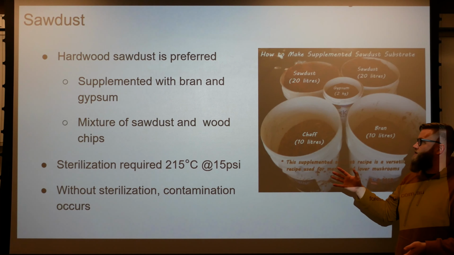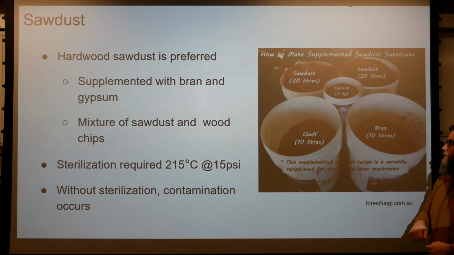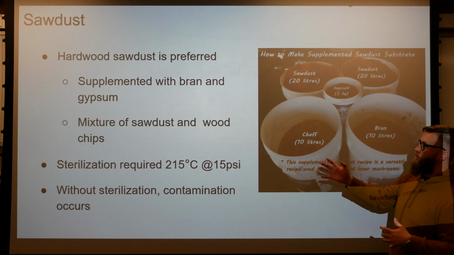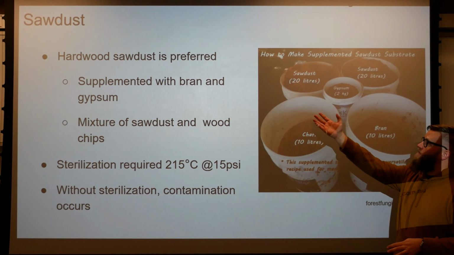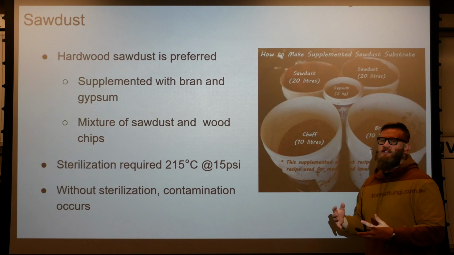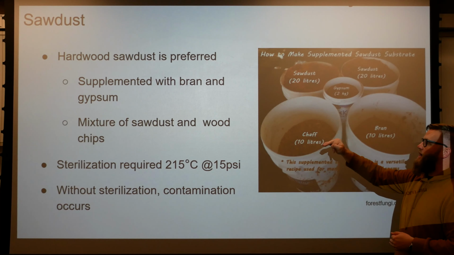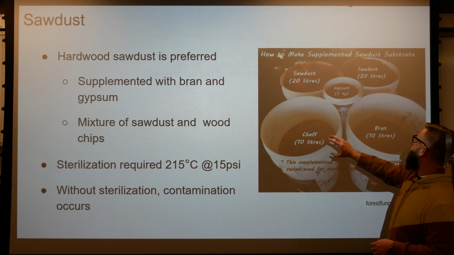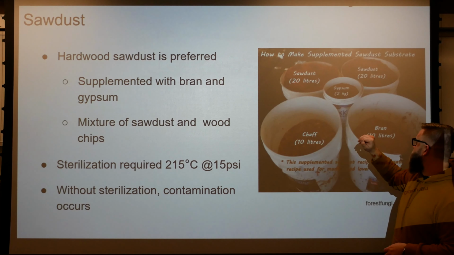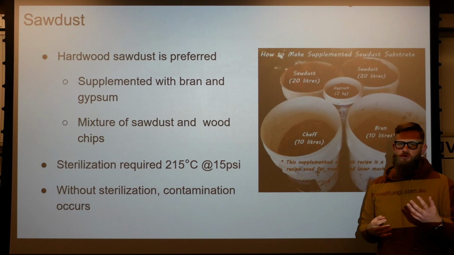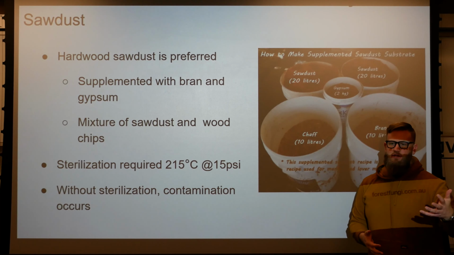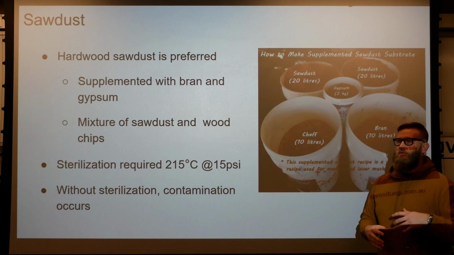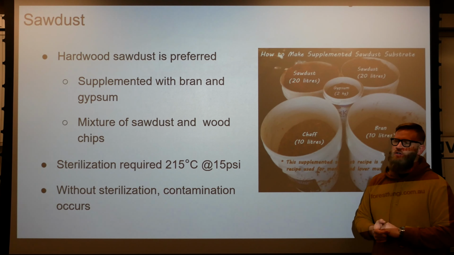Okay, so sawdust. When we're talking about sawdust, it's more than just sawdust, it's hardwood sawdust. I have it as preferred here, but it's pretty essential for successful yield. And it's supplemented with bran and gypsum, and it's also got some wood chips. So chaff, AKA wood chips, this sawdust here, some gypsum, and some bran. Again, this is to supplement the nutrients. This is primarily for some of our slow-growing guys like shiitake, king oyster, and even more valuable types of mushroom products.